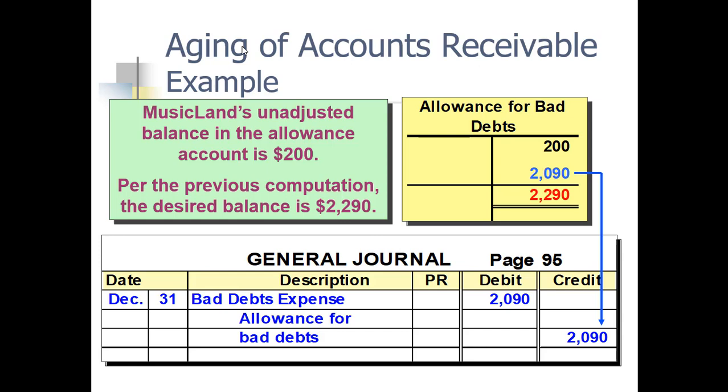When we come back to class on Monday, we'll continue this discussion of the allowance method. We'll look at how we actually write off a bad debt, and then we'll move this discussion on to notes receivable next time.